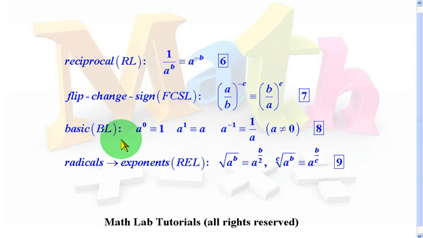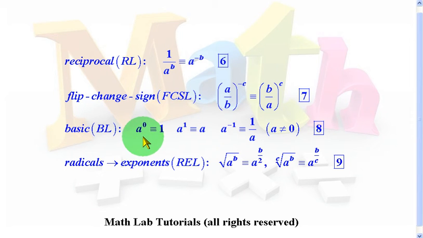Basic laws. These are laws you should know off the top of your head. A to the power 0 is identically equal to 1. A to the power 1 is identically equal to a. And a to the power negative 1 is identically equal to 1 over a. Again, this is a special case of the reciprocal law up here when b is equal to 1.